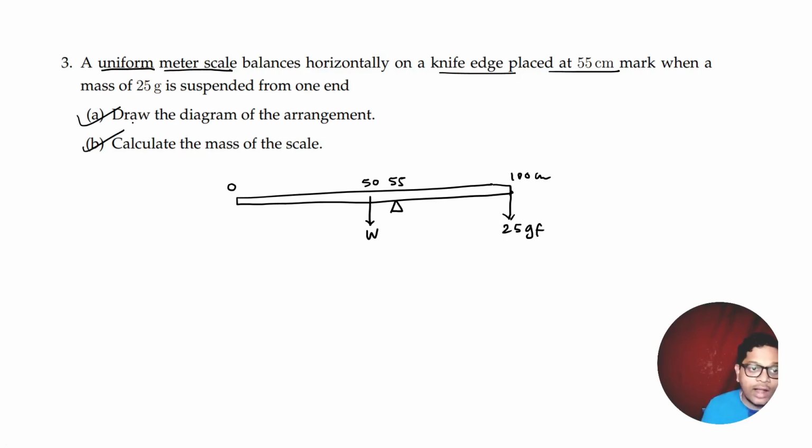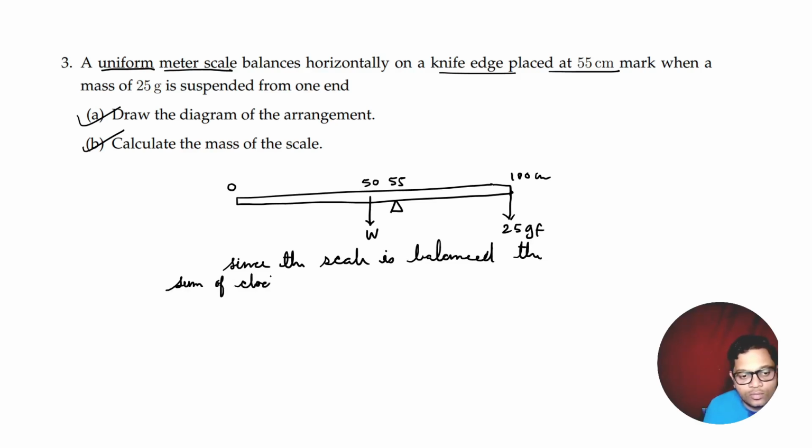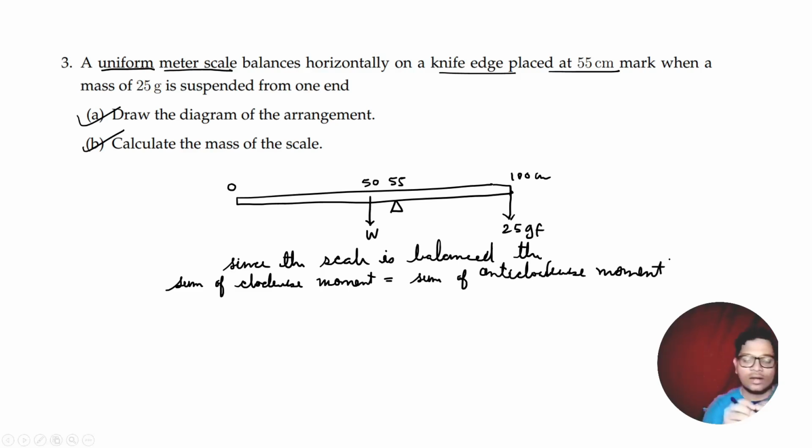That's what we have done. Now calculate the mass of the scale. Here we need to write that since the scale is balanced, the sum of clockwise moments is equal to the sum of anti-clockwise moments. Okay, so this is a conclusion that because the scale is balanced, the clockwise moment and anti-clockwise moment are equal.